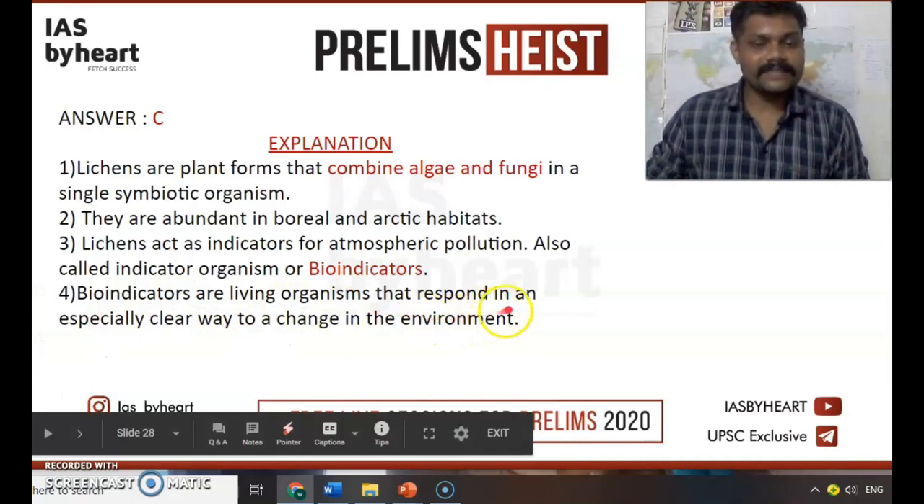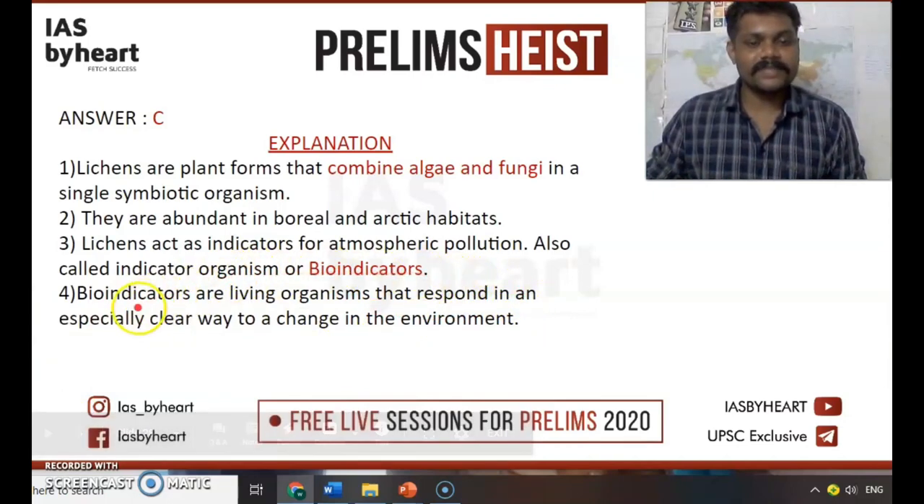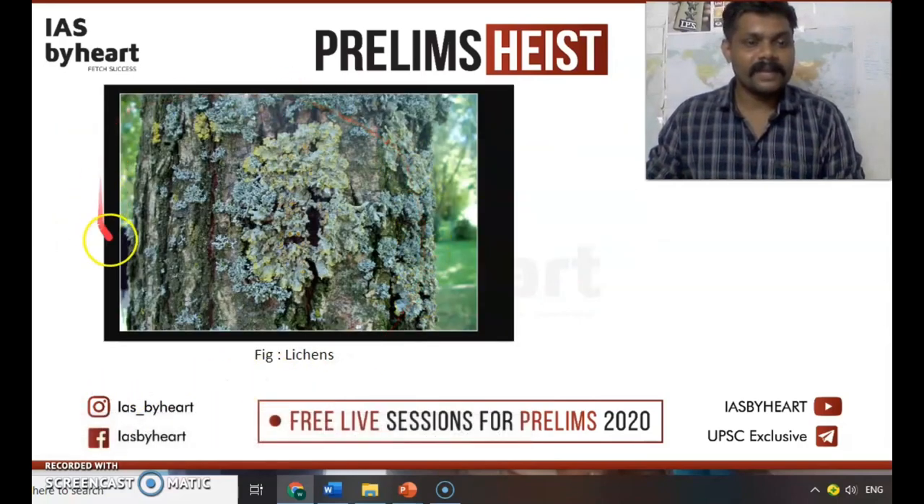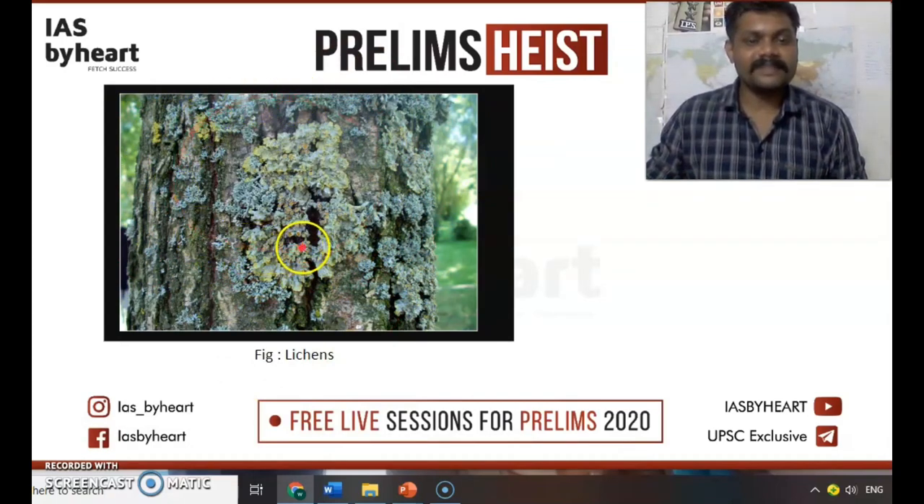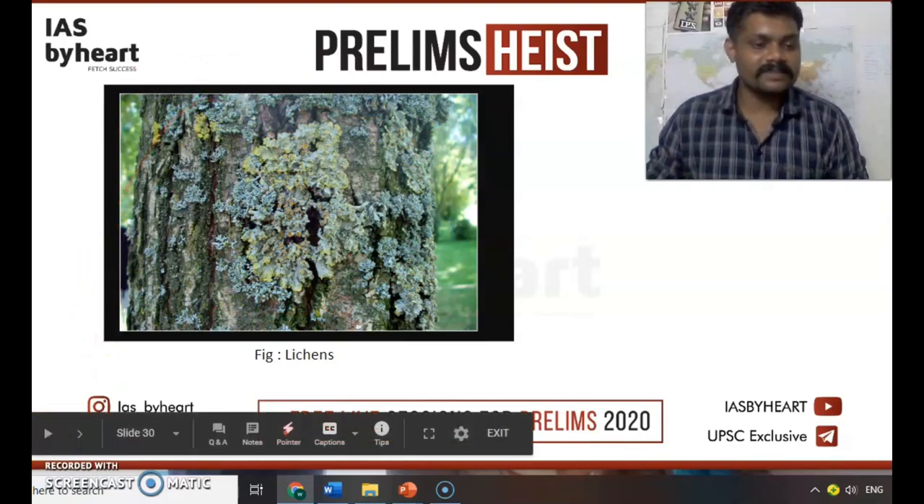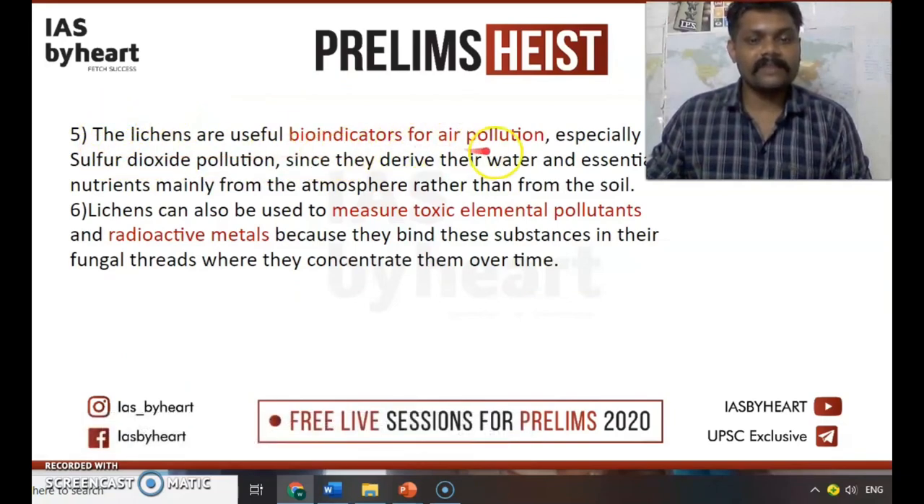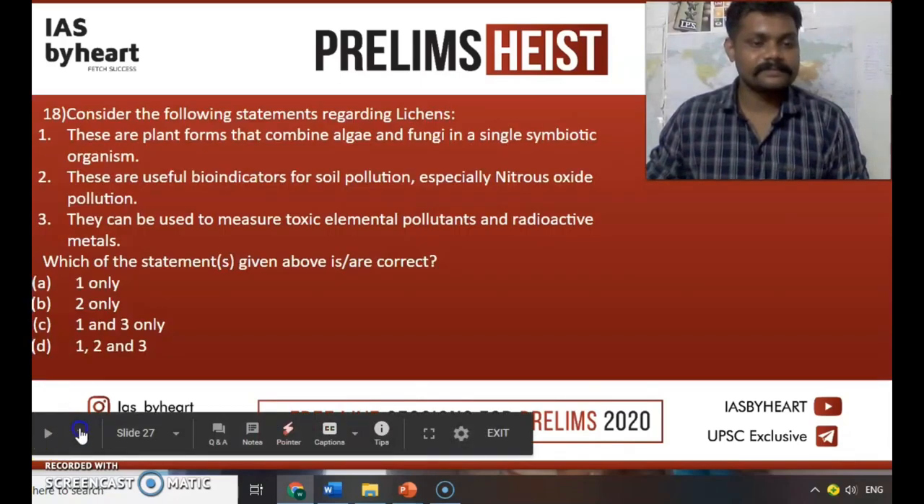Bioindicators are living organisms that respond in an especially clear way to changes in the environment. For example, see, this is a lichen diagram. If there is any pollution in the surrounding atmosphere, the color of the lichen changes to different colors like brown or black. So by identifying this change of color, we can tell that the environment has lost its impact or climate change occurred. So these lichens are useful as bioindicators for air pollution. These lichens are also used to measure toxic element pollutants and radioactive metals. So our option will be C. And our next question.